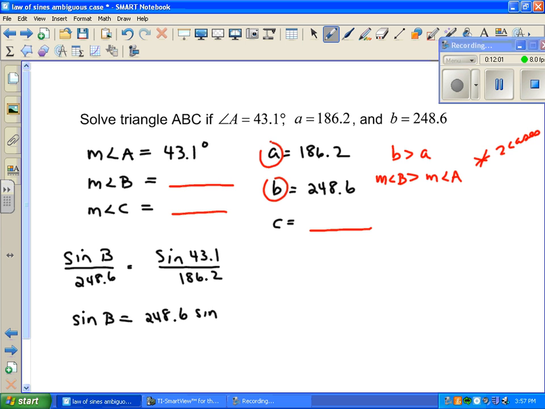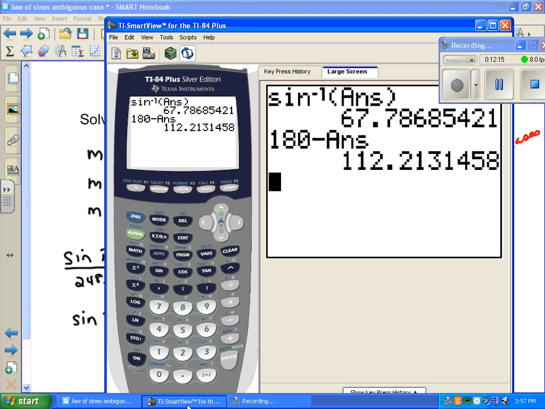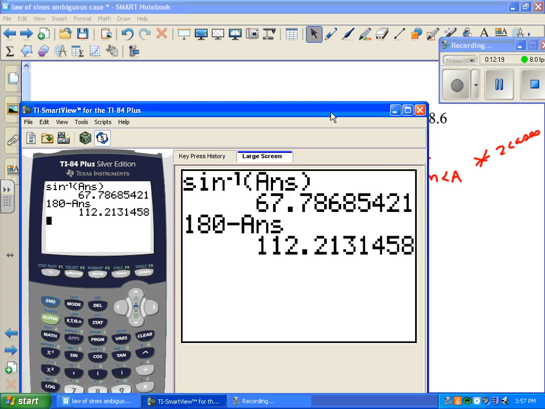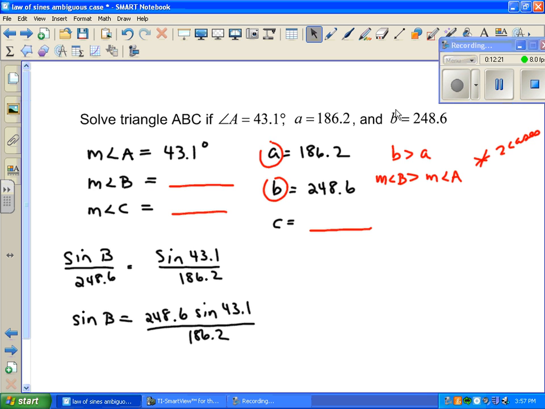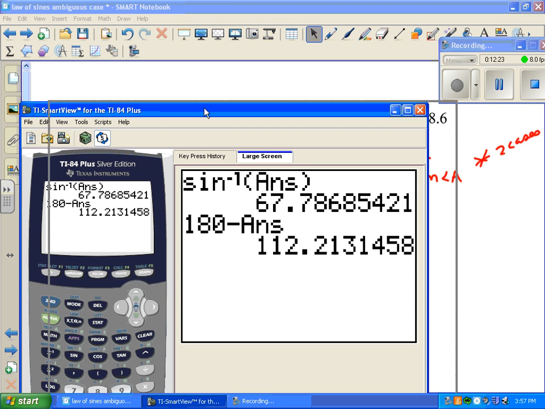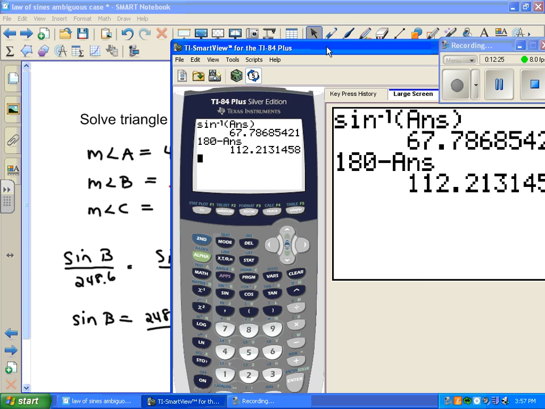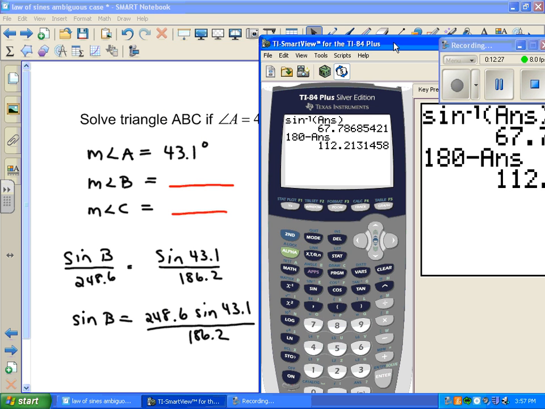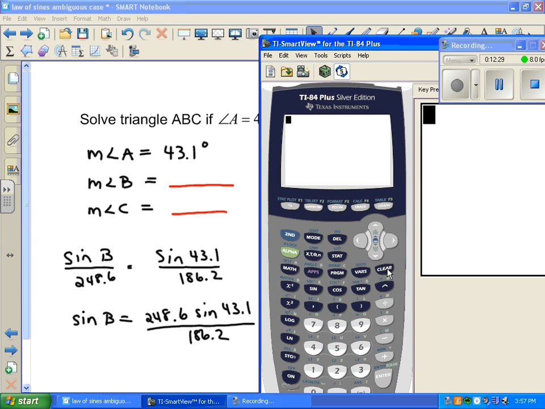248.6 times the sine of 43.1 divided by 186.2. Wait, did I do that wrong? No, that's right. Oops, where'd I go? All right, I'm not going to remember these numbers. I need to have my calculator right next to me. Clear.